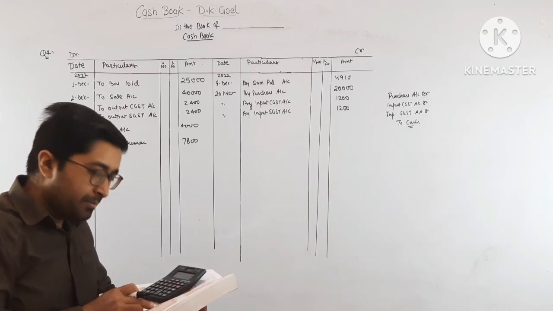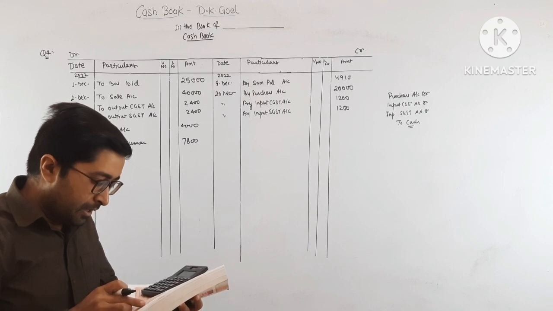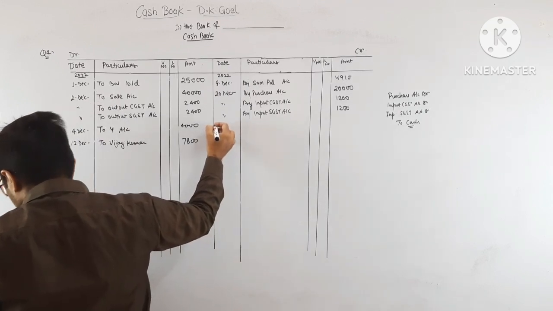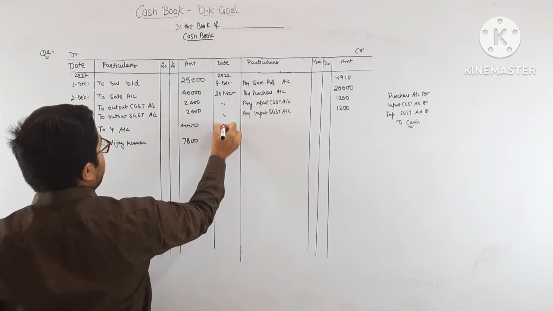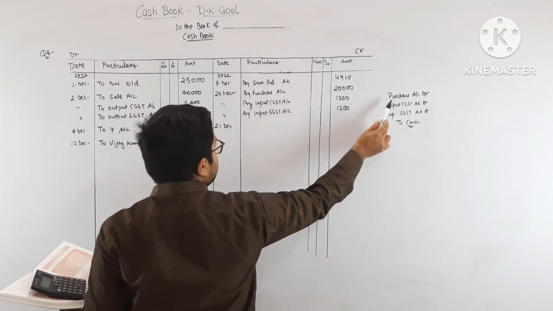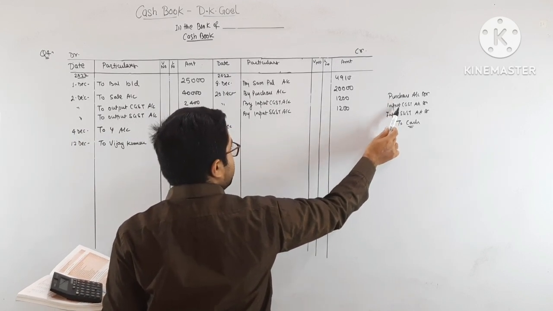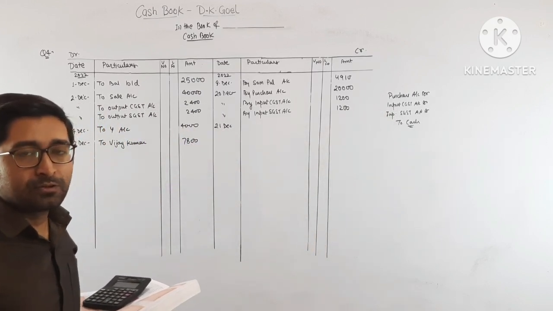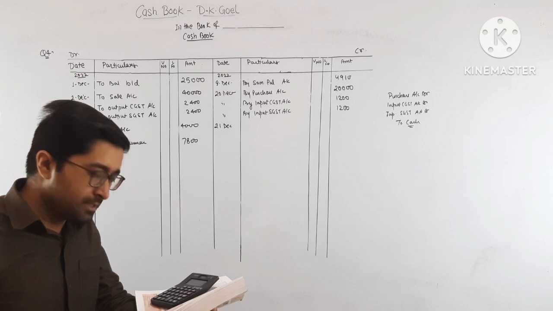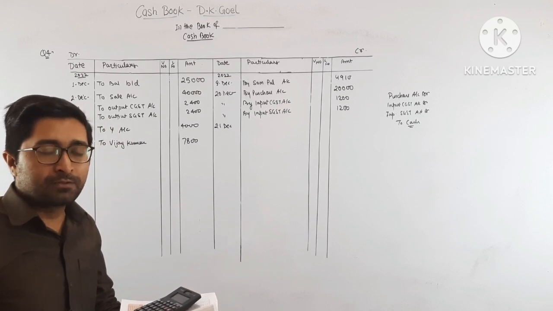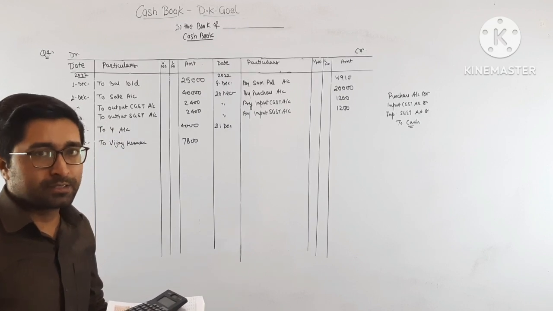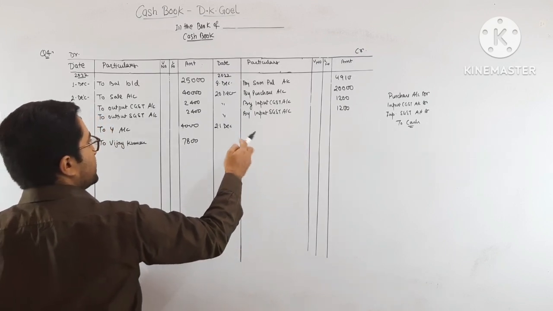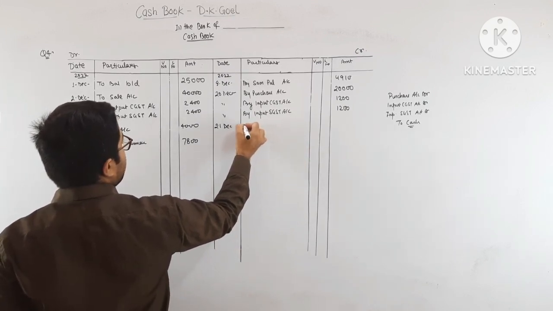So paid cartage of 1,000 rupees, 21 December. The entry will be same like this. Cartage account debit, input CGST, input SGST to cash, because cartage is an expense. Okay, paid cartage is paying the cartage fees. Cartage cost is an expense, and when we do any expenses we will pay input CGST and SGST. So entry will be what?